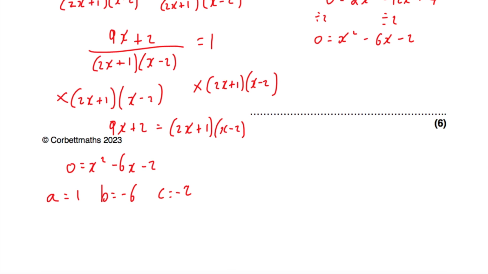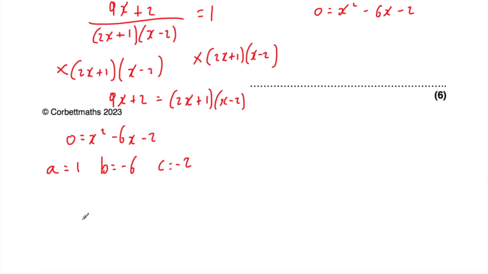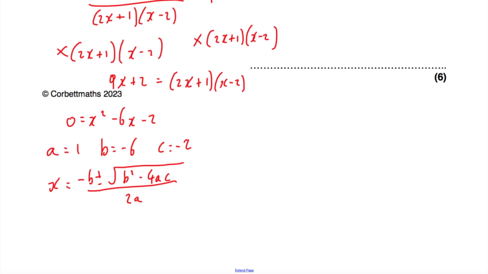And let's write down the quadratic formula. Now remember, it is given to you, so you can just look it up in the formula sheet. But the quadratic formula is x equals negative b plus or minus the square root of b squared minus 4ac, all divided by 2a. Okay, so that's the quadratic formula. Now we're going to substitute in those values: a is equal to 1, b is equal to negative 6, and c is equal to negative 2.